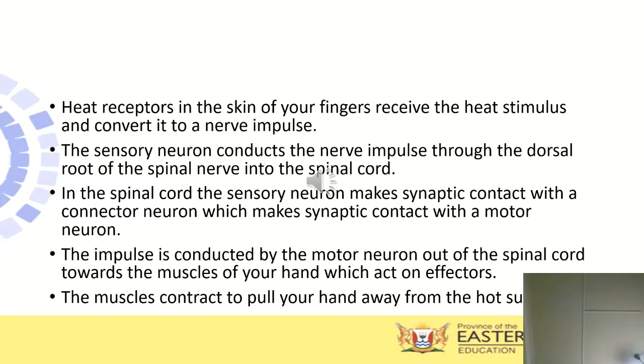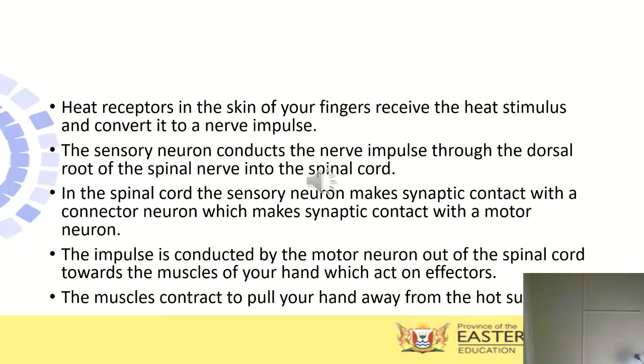Especially if we are using our example there, the heat receptors in the skin of the fingers of that person received a heat stimulus, and the stimulus was then converted into a nerve impulse. Then the sensory neuron conducts that impulse through the dorsal root of the spinal nerve into the spinal cord. Then in the spinal cord, the sensory neuron makes synaptic contact with a connector neuron, which is there in the spinal cord.